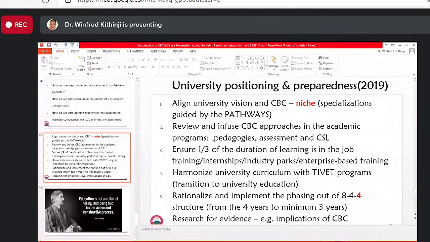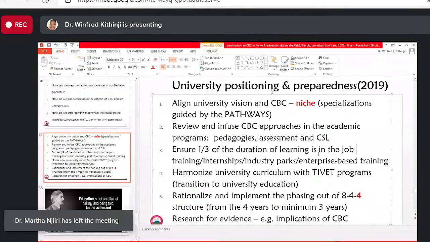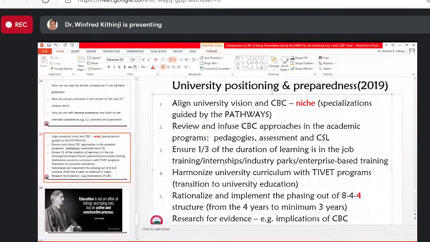To improve graduate employability, here for CBC, we are told a third of the learning period, the learner should be at the industry, at the workplace, on the job training. So how do we ensure that this is well covered, other than just separating the learning with a specific time for internship? Then how do we harmonize our curriculum with the TVET programs?